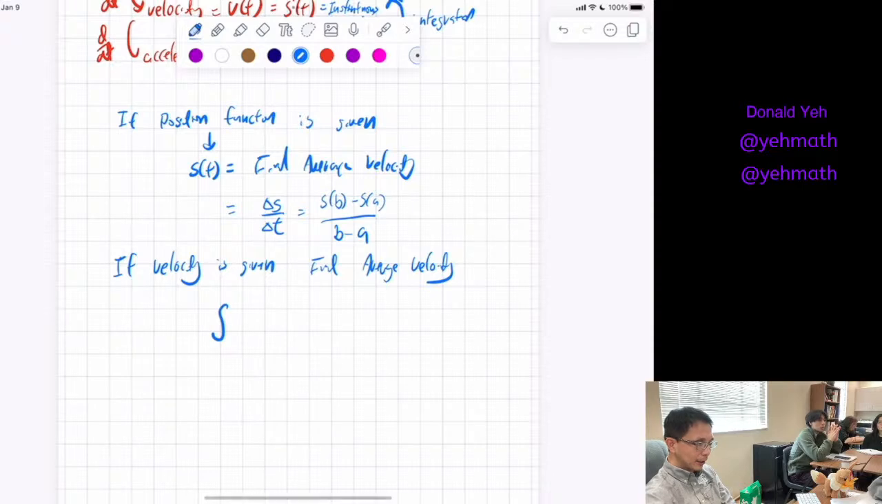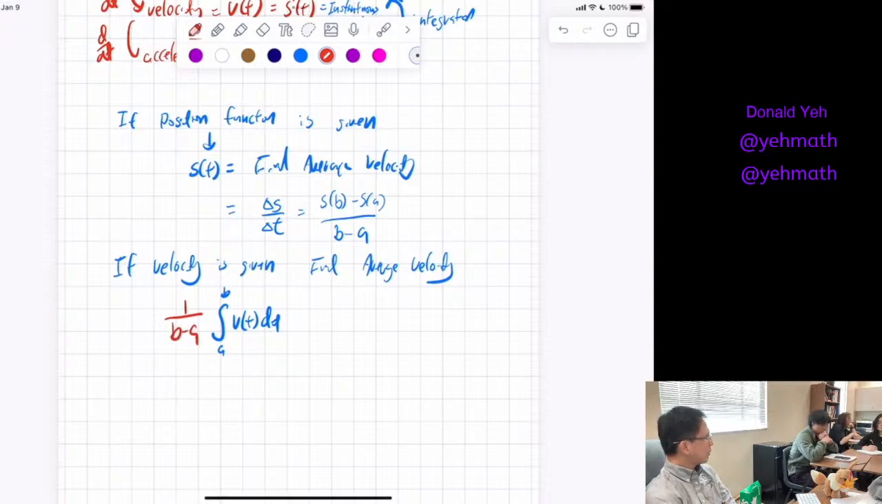Somebody is on a good track. So he says integrate V of t. Why do you integrate V of t? To get S of t. But you know it's S of B minus S of A over B minus A. So what else am I missing? What is it? The 1 over what? 1 over B minus A.